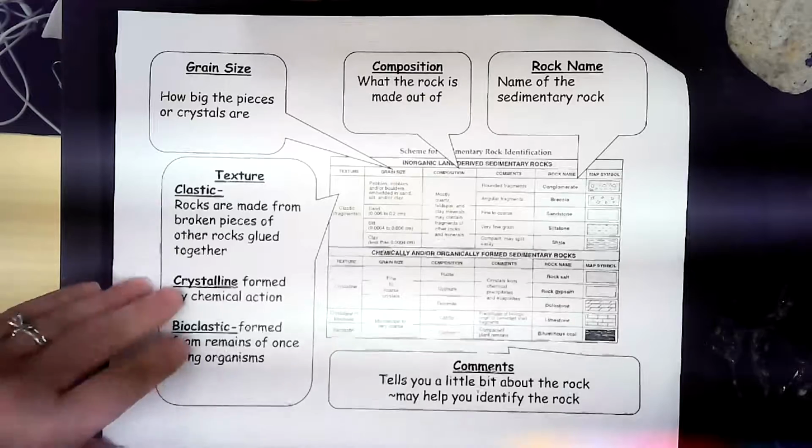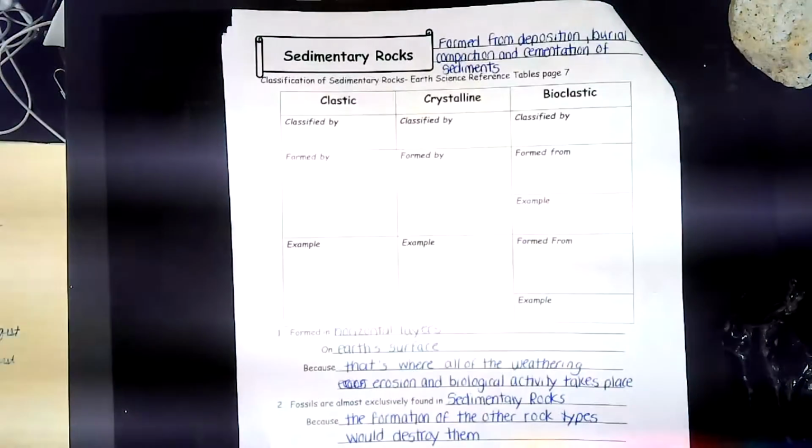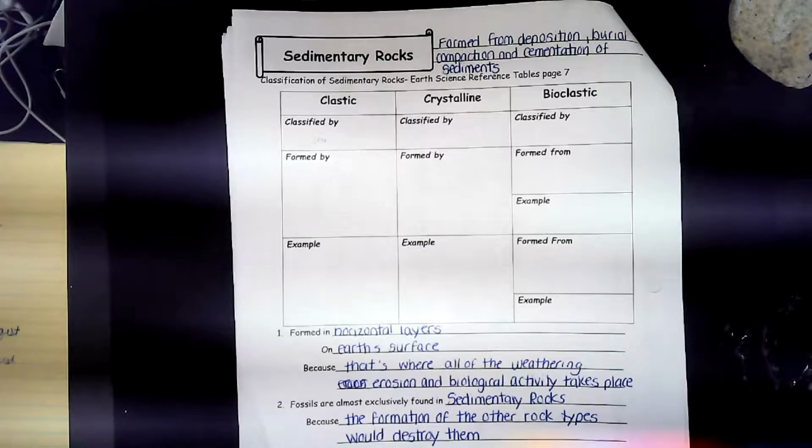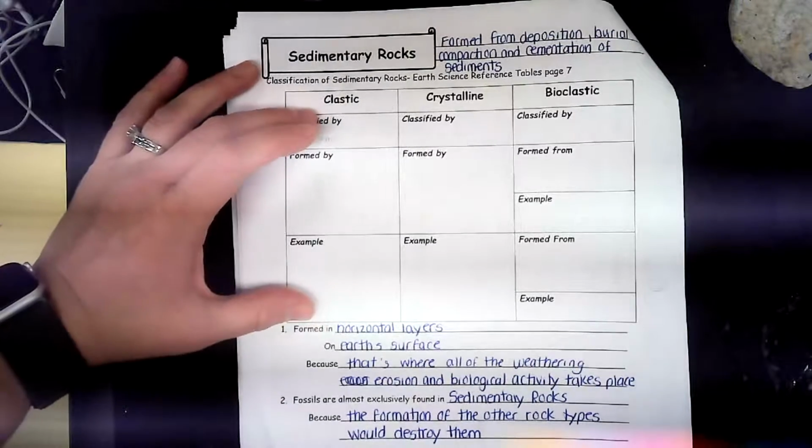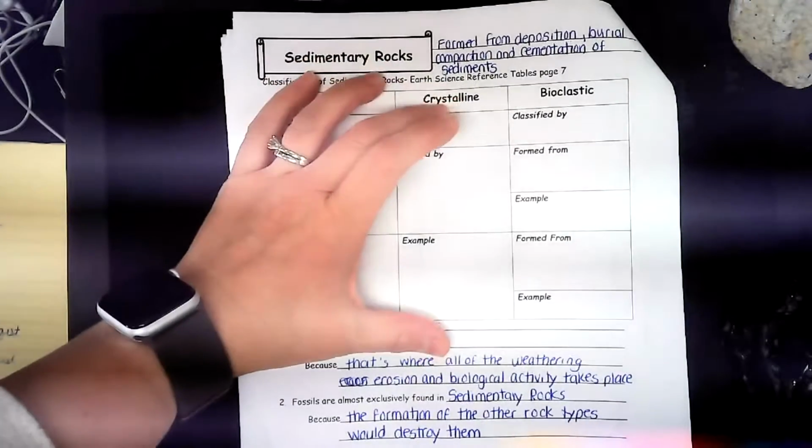So if you could flip over to page 26. Now we're going to break these groups down even more. So page 26, you're going to see that we're going to break the clastic group down, then the crystalline, and then the bioclastic. So I'm going to switch my screen for you here.